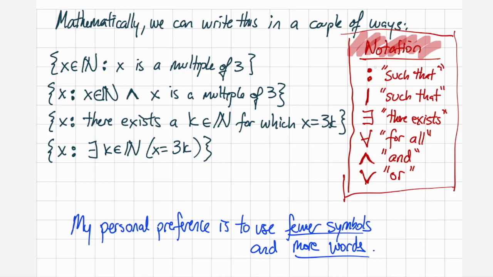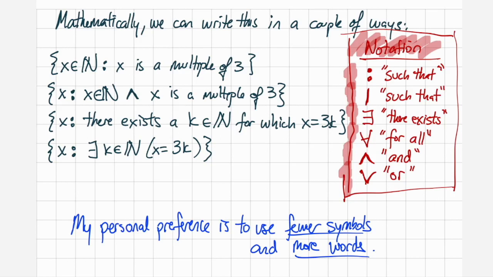If you see a colon, you should read it as "such that." And some people like to use a vertical bar. That also means "such that." There's this fun backwards E, and you should read that as "there exists." And here's an upside down A, which means "for all." And then there's this figure that points upwards, that's an AND, and then there's this figure that points downwards, kind of like a V, and that's an OR. Those are some symbols that we'll run into.